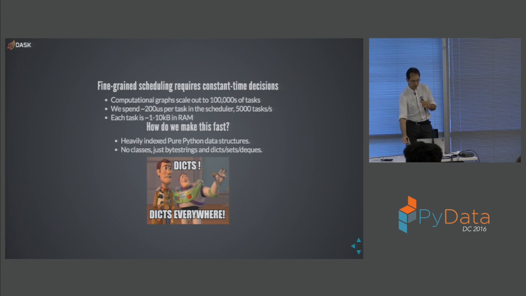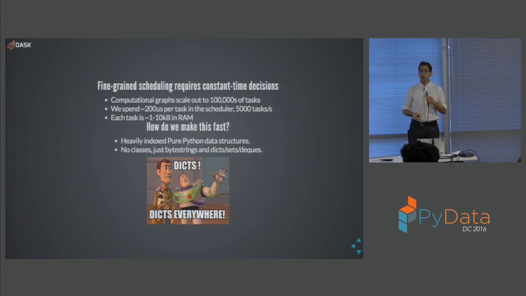So Dask is a pure Python library. And these graphs can scale out fairly large. I routinely generate graphs of sort of hundreds of thousands, a few million. And we spend around 200 microseconds per task total overhead. You track one task throughout its entire lifetime, so how much it takes up in the scheduler. It takes about a kilobyte-ish of bytes in RAM.